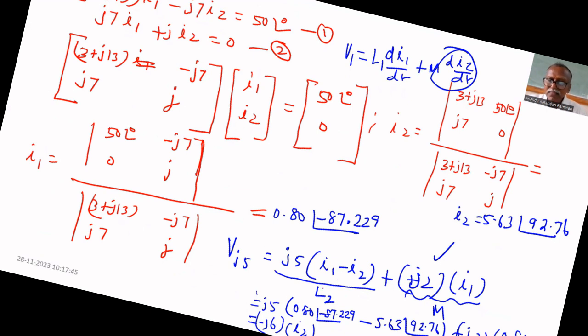What is the voltage? 33.74 angle 2.76. Here also you must get the same 33.74 angle 2.76. If you get the same value, then the current is correct. Yes, you are getting the same value. That's why the current is correct.